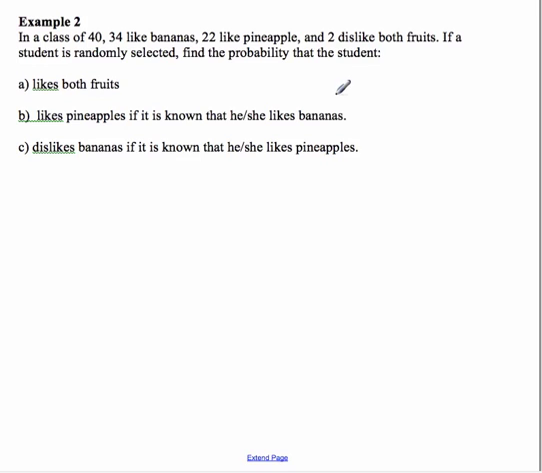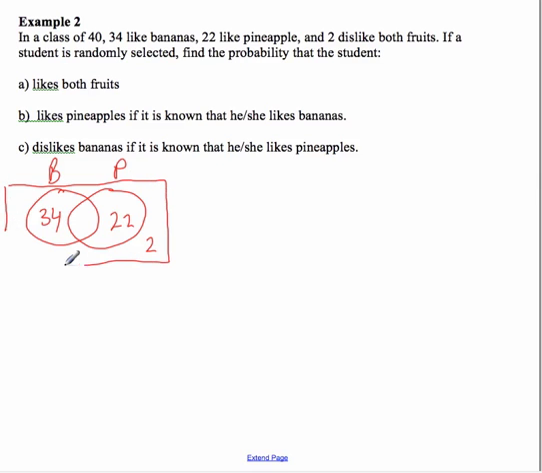Maybe we can put in a Venn diagram here. So a class of 40, we have bananas and pineapples, so we'll call it B and P. 34 like bananas, 22 like pineapples, 2 dislike both, and let's draw this box around here. Now, do those numbers add up? They should add up to 40, and they don't, right? So 2 don't like either, so that means these two numbers should add up to 38.